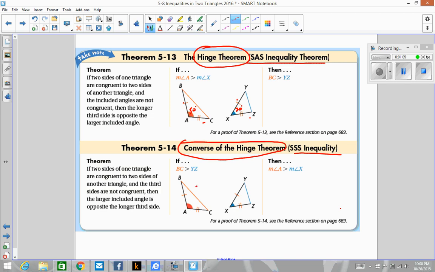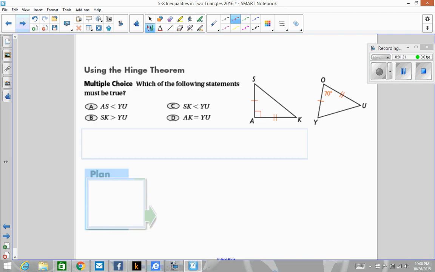If I know this is, say, 12 and this is 5, then I know angle A is going to have to be bigger than angle X because the side across from them is larger. Okay, and this is a comparison across two triangles, not like one triangle before. Okay, so if we look at this, it says, which of the following statements must be true? So pause the video, try these questions, and let's see what you got.